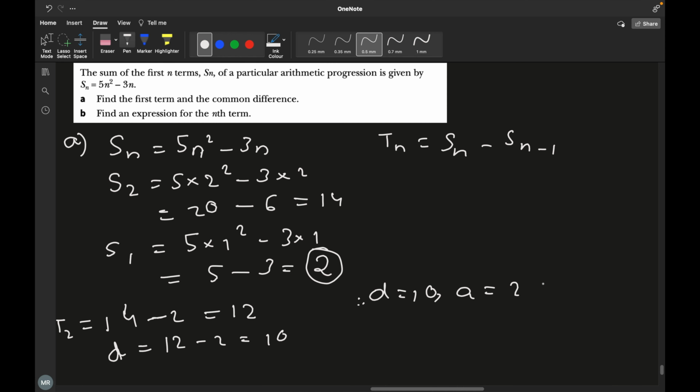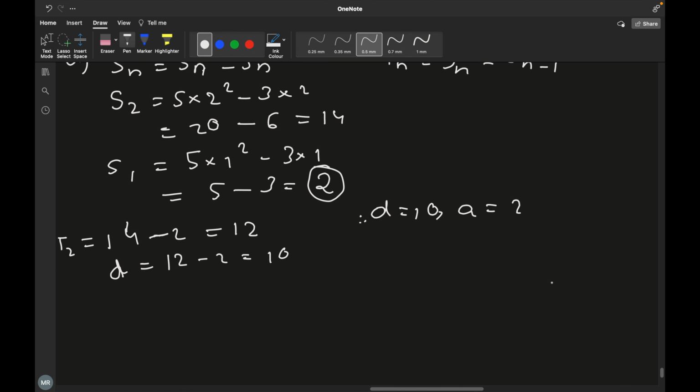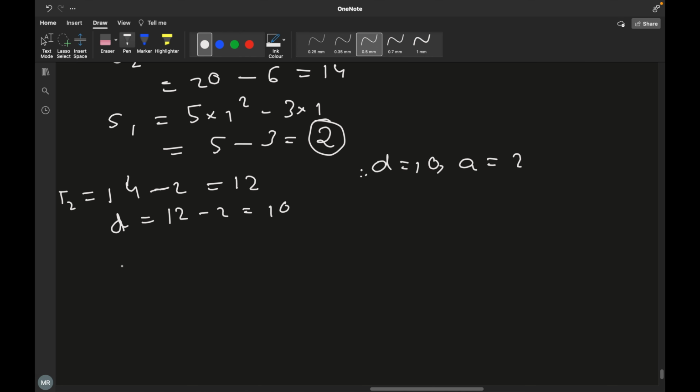And then we have to find the expression for the nth term. Okay, we know that Tn is basically a plus n minus 1 d, right? So we get, what's a? a is 2.